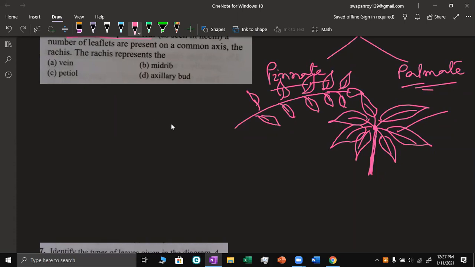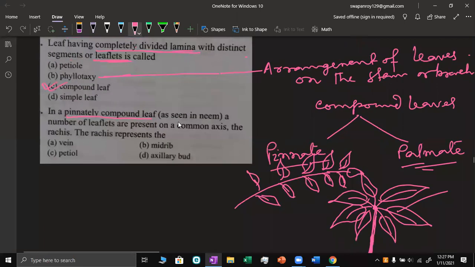In the pinnately compound, as seen in case of neem, a number of leaflets are present on a common axis, and that common axis is called rachis. This common axis is the rachis. The rachis represents the midrib.